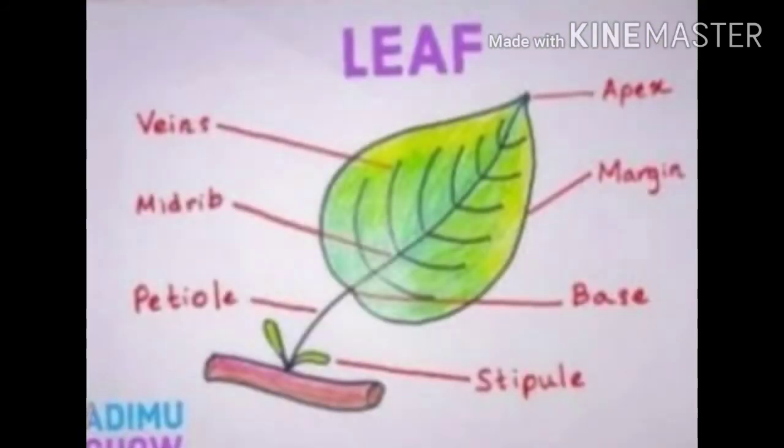The leaf. Green plants prepare their own food with the help of their leaves. The leaf is called the food factory of the plant.